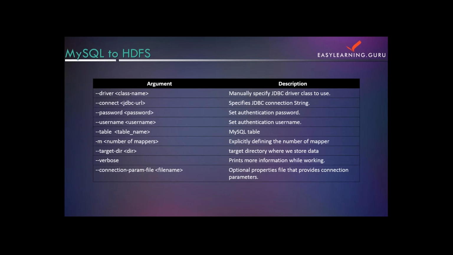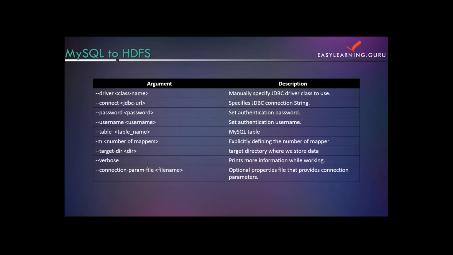Then for the authentication purpose, you will use the username and the password, in which you pass the username as well as the password. After that you have --table, in which we pass the necessary argument, that is the table name, which you want to import from MySQL. Then you have --target-dir. In this, the target directory in which you want to import the table from MySQL is passed.